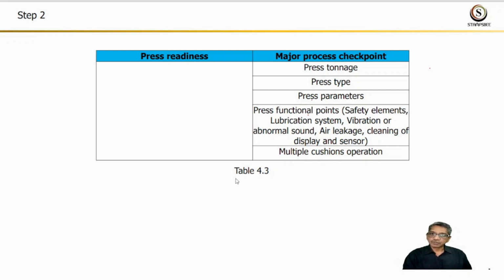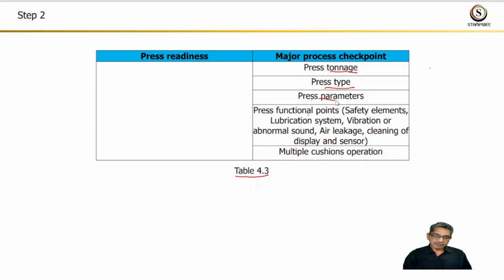Process step 2 is press readiness. Table 4.3 shows the major process checkpoints such as press tonnage. It should be as per the home line tryout. Press type. It should be as per the specification provided by the die designer.